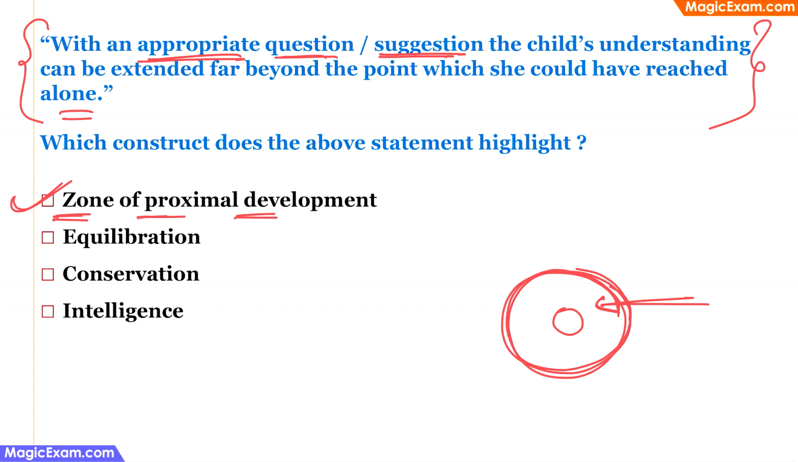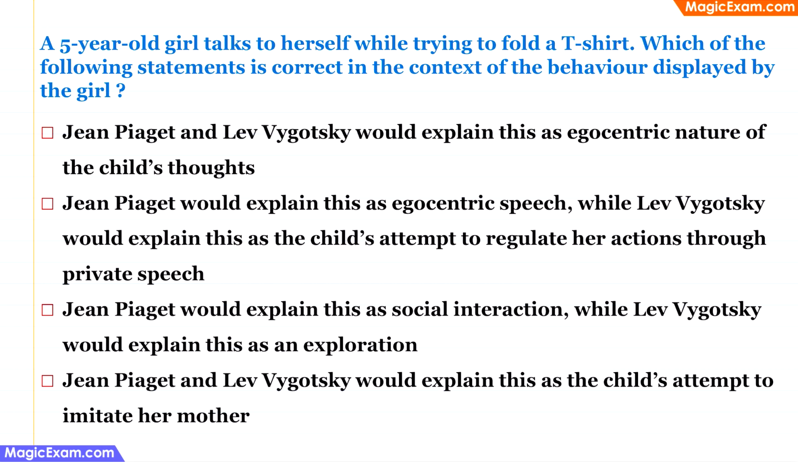So scaffolding also can be a correct answer, but there is no scaffolding among the remaining options, so we can ignore it. A 5-year-old girl talks to herself while trying to fold a t-shirt. Which of the following statements is correct in the context of the behavior displayed by the child? So as soon as you see this question and you look at all the answer choices, you have to see that this is referring to a 5-year-old child, and a child between the ages of 4 to 7.